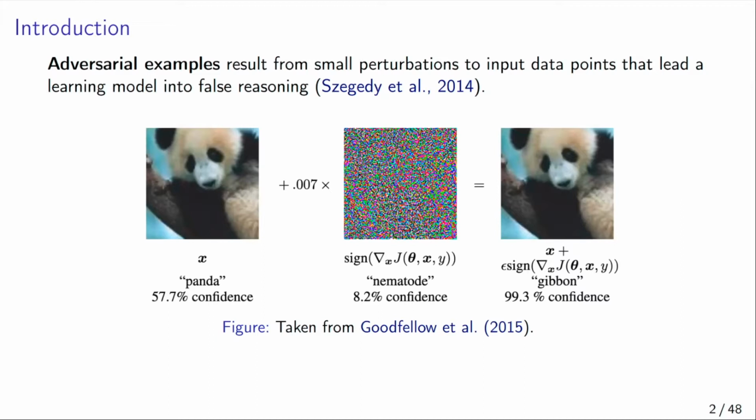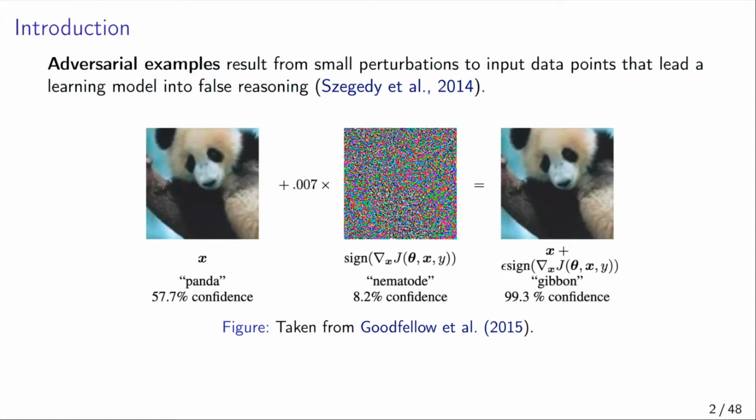On the left-hand side, we can see an image of a panda, which is correctly classified by a trained neural network with 57.7% confidence. Adversarial examples result from small perturbations that we add in pixel space to the input image in order to obtain a new image that you can see on the right side. Interestingly, to the human observer, we don't see any difference. So these changes are humanly imperceptible. But after adding the perturbations to the input pixels, the prediction changes from panda to gibbon with 99.3% confidence. So this is what adversarial examples are in computer vision and especially image classification.